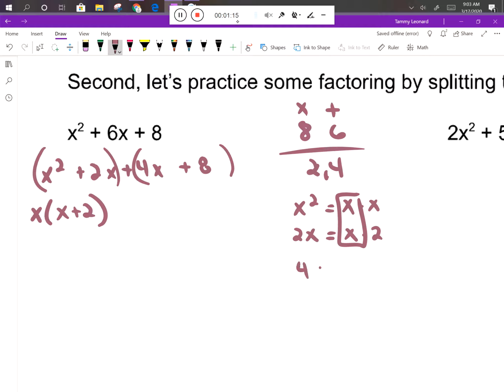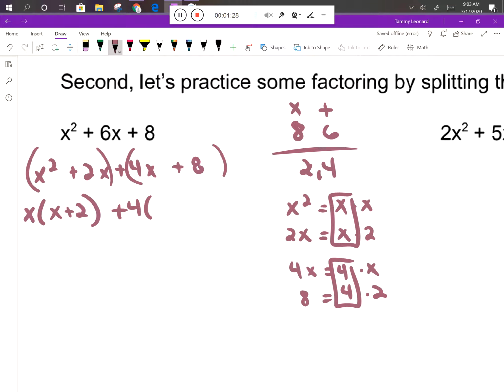Then I look at the other 2 terms, 4x and 8. Those have a 4 in common. That's their GCF. The top would need me to multiply by an x, and the bottom would need us to multiply by a 2. So I factor out that positive 4, and I'm leaving behind an x plus 2.